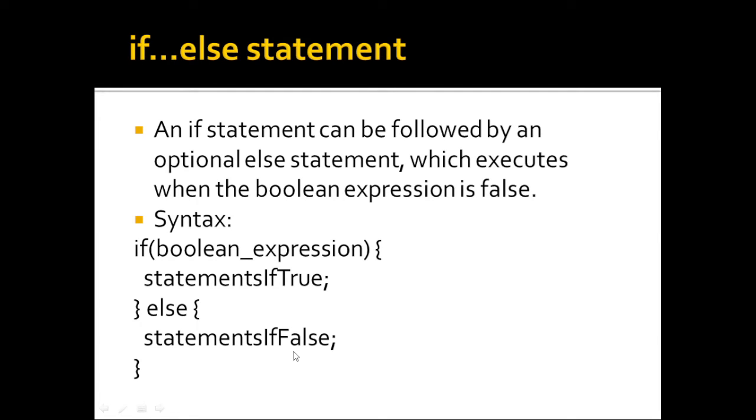The flowchart for this is something like this. We have the test condition, or the Boolean expression, or the Boolean condition. If this is true, then it will execute this statement, and after that, execute the statement below the if statement. If this is false, it will execute another set of statements, not this one, and then it executes the statement below the if statement. So that is the flowchart for the if-else statement.